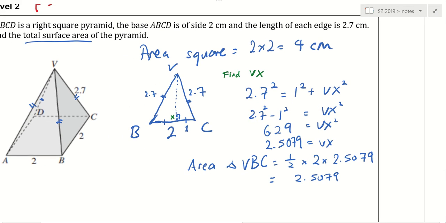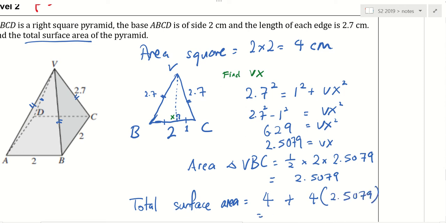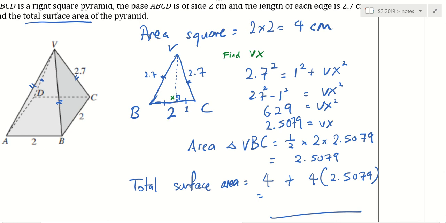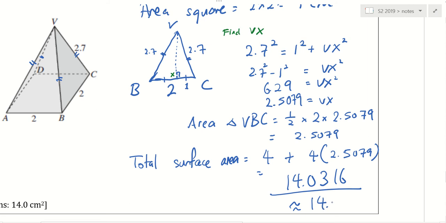So I look at the pyramid again. I have one base, one square base. How many triangles do I have? 4. So how do I find the total surface area? Surface area will be equals to the square itself plus 4 times of the triangle. So what's the final answer? Again, calculator. Ashraf, what's the answer? Final answer? 14.0316. Round to 3SF. 14.0. Yay, done. Is this okay with everyone?